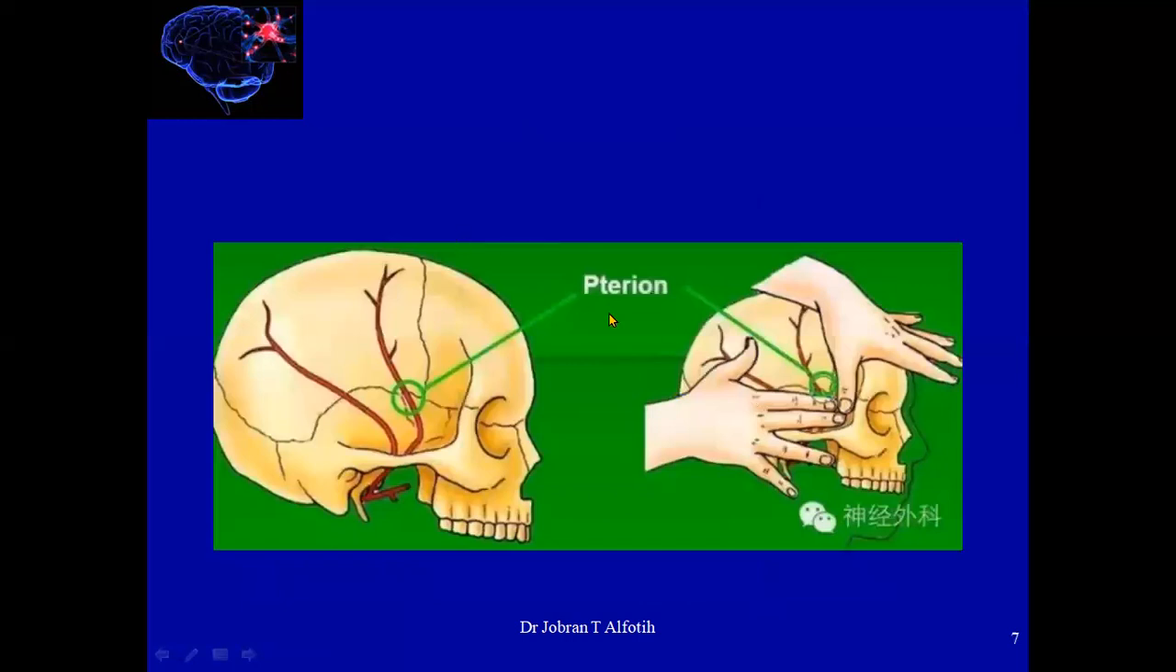Here are some ways to determine where the pterion is. First, we can put 2 finger breadths over the zygomatic arch and 1 finger breadth behind the lateral part of the orbital rim. So the area here is the pterion. Or we can draw a line from the center of the zygomatic arch, 3.8 or 4 centimeters, and we can find the pterion.